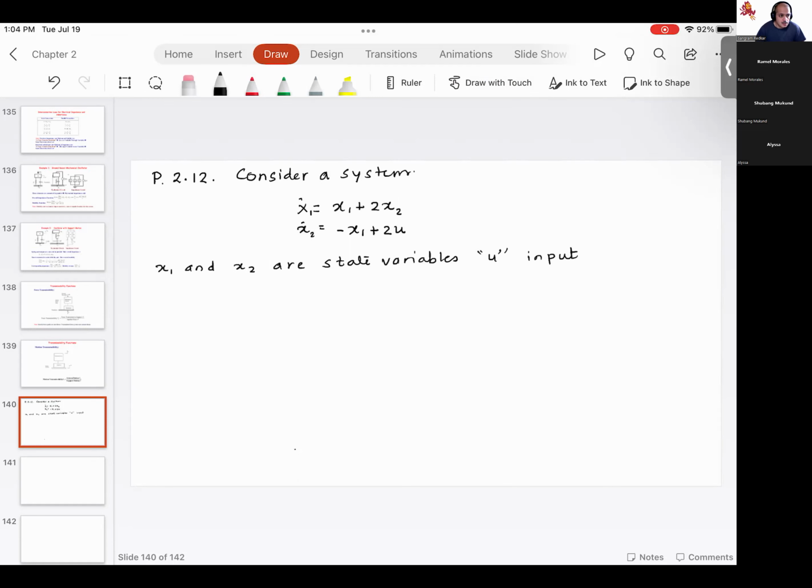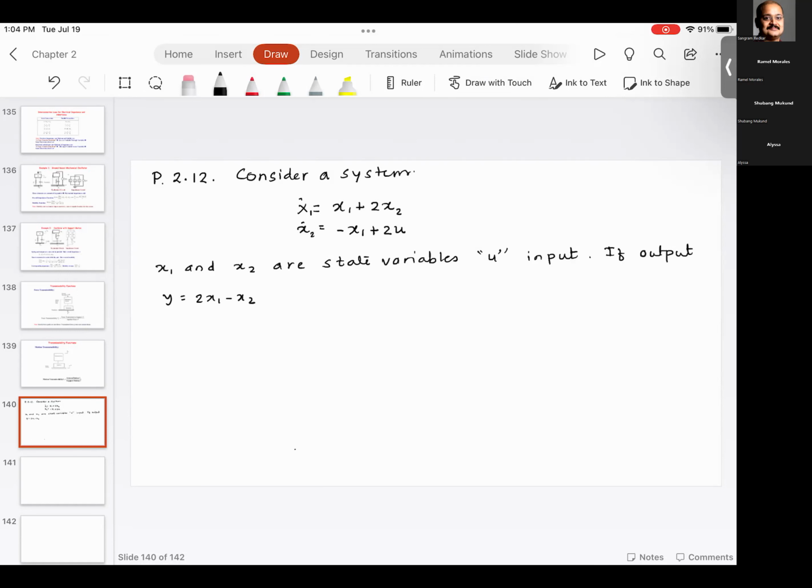Now, if the output is given by 2x1 minus x2, then we want to find out how we can write this system in a state space form, and then how we can find out this system's differential equations form, or what is the order of the differential equation.